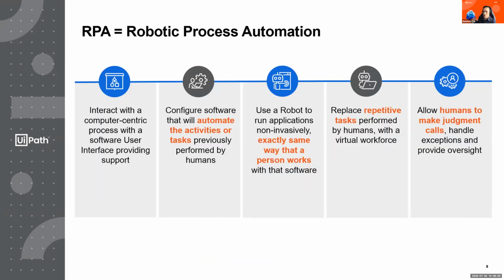And again, it's about automating computer-centric processes, right? We're not automating the manufacturing floor. We're not producing robots that will help you build stuff, that will help you serve food, but it's actually a robot that runs on your computer that emulates what you would have done on the computer to accomplish a process.